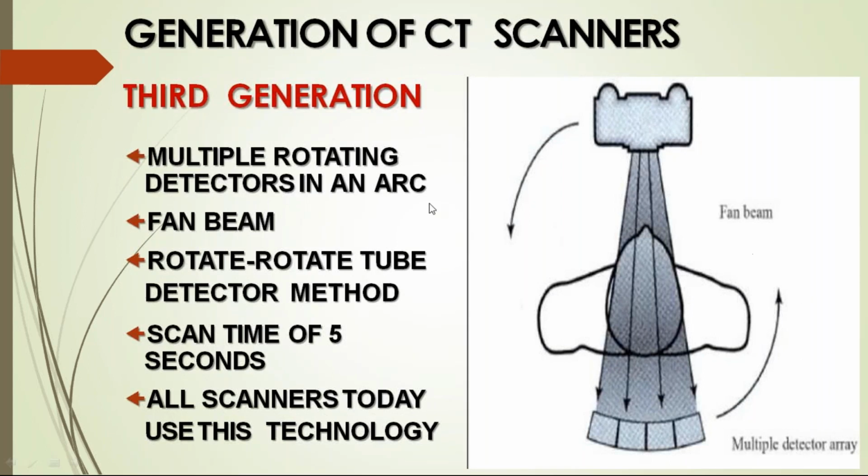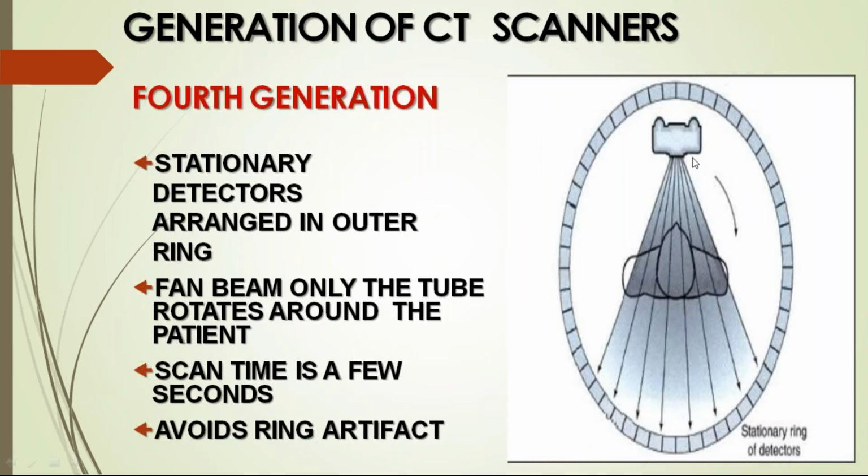After that, coming to the fourth generation, here only stationary detectors are used. They are arranged in an outer ring. You can all see these are the stationary detectors. It is an outer ring, and the detectors are placed stationary all around. With the fan beam, only the tube rotates around the patient. You can see in our ashram also.